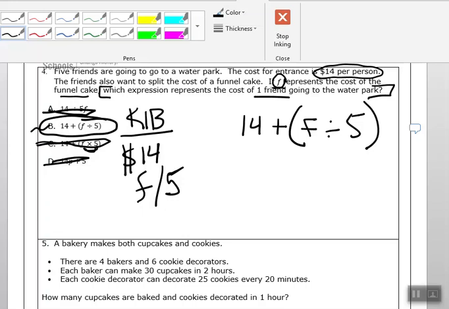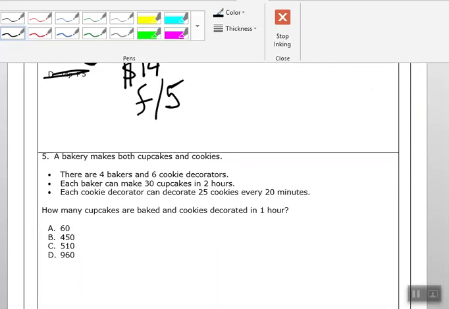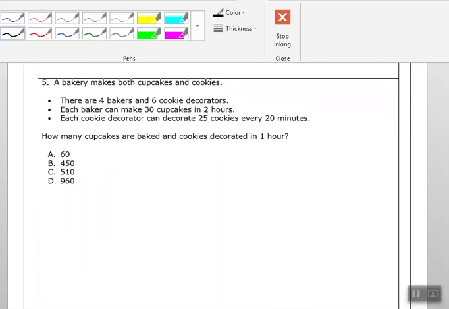All right, one more, and then we're finished with our Do Now. We can move on to the lesson. Okie dokie. A bakery makes both cupcakes and cookies. There are 4 bakers and 6 cookie decorators. Each baker can make 30 cupcakes in 2 hours. Each cookie decorator can decorate 25 cookies every 20 minutes. How many cupcakes are baked and cookies decorated in 1 hour?